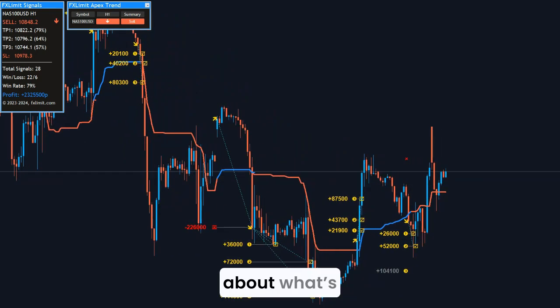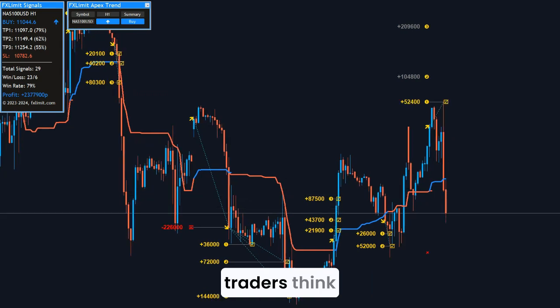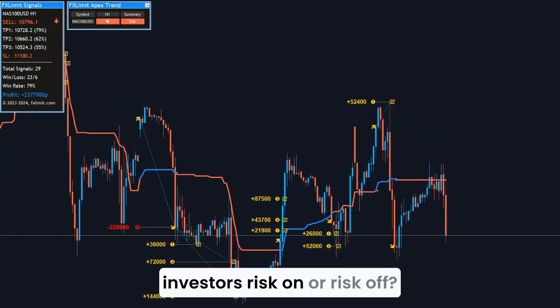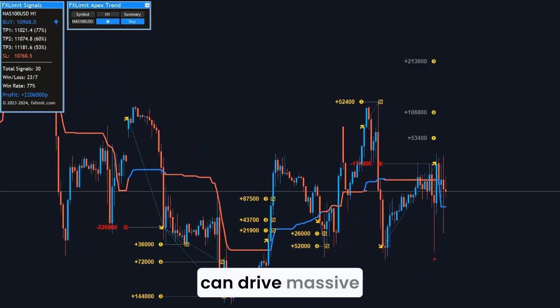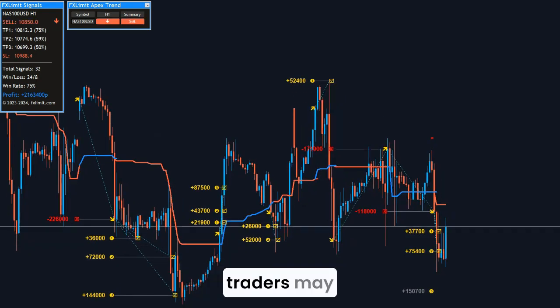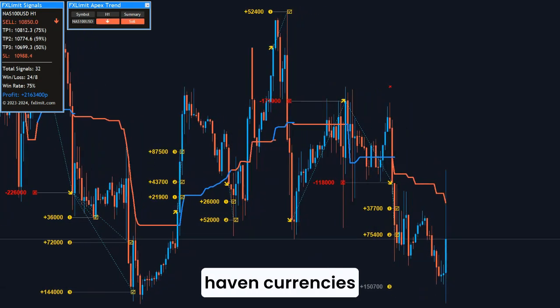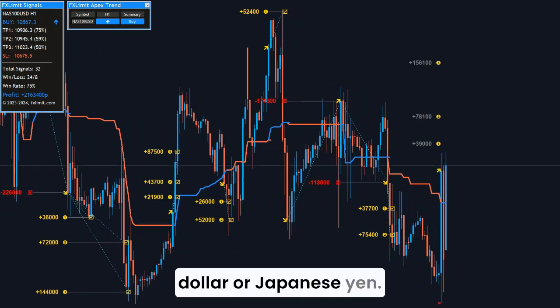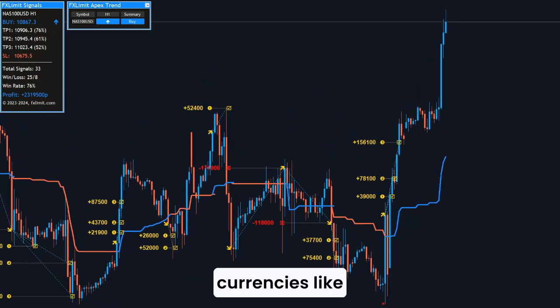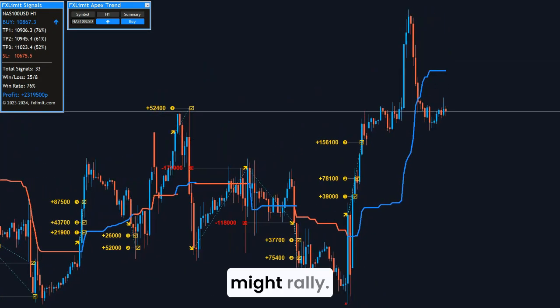And number 5, market sentiment. Sometimes it's not about what's happening, but what traders think is happening. Risk sentiment, are investors risk on or risk off, can drive massive shifts in currency strength. In times of fear, traders may flock to safe haven currencies like the US dollar or Japanese yen. In more optimistic times, high-yield currencies like the Australian or New Zealand dollar might rally.